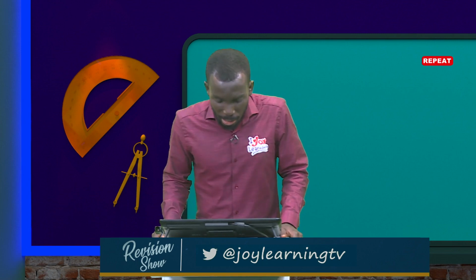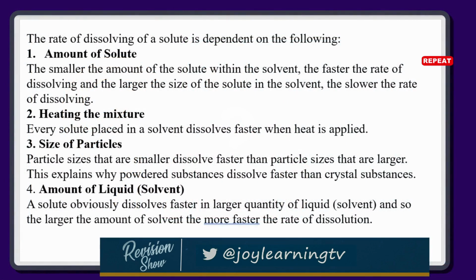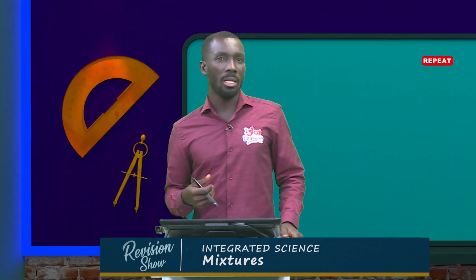Then we have size of particles. Smaller particle sizes dissolve faster than larger particle sizes. This explains why powdery substances dissolve faster than crystal substances. When you have salt, the crystal ones will take more time than the powdery ones, just because the size of the particle matters here.